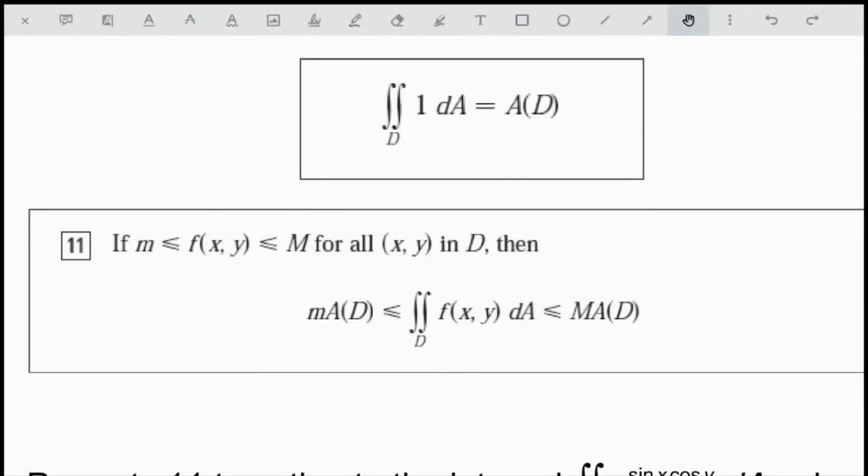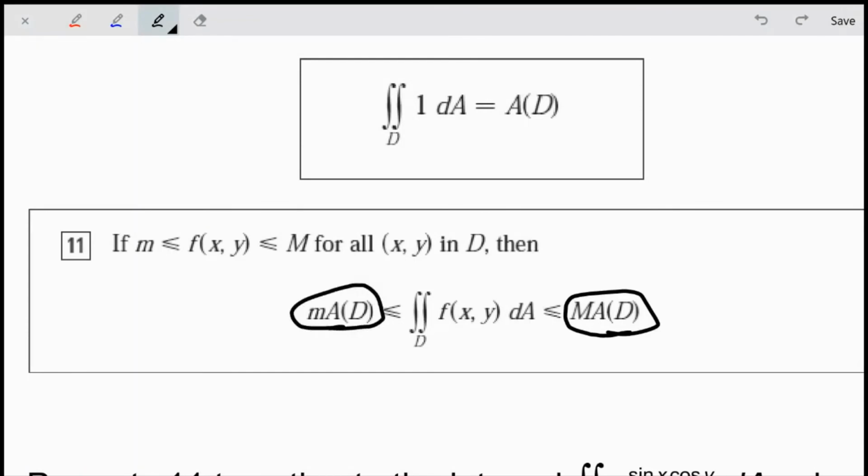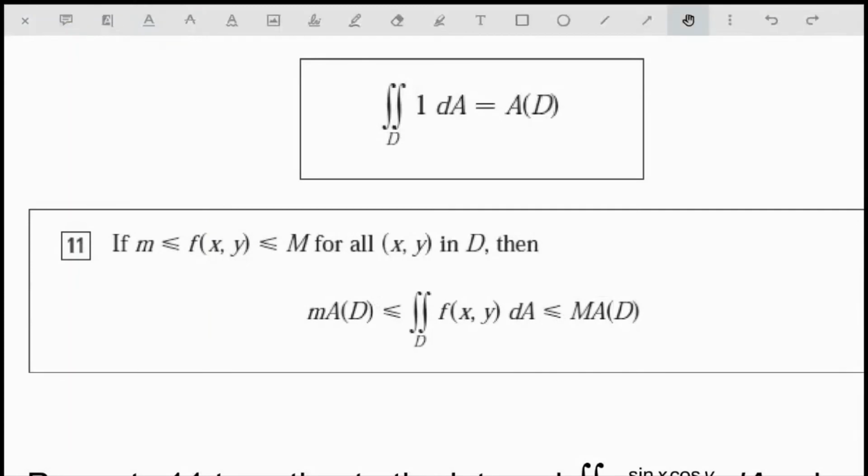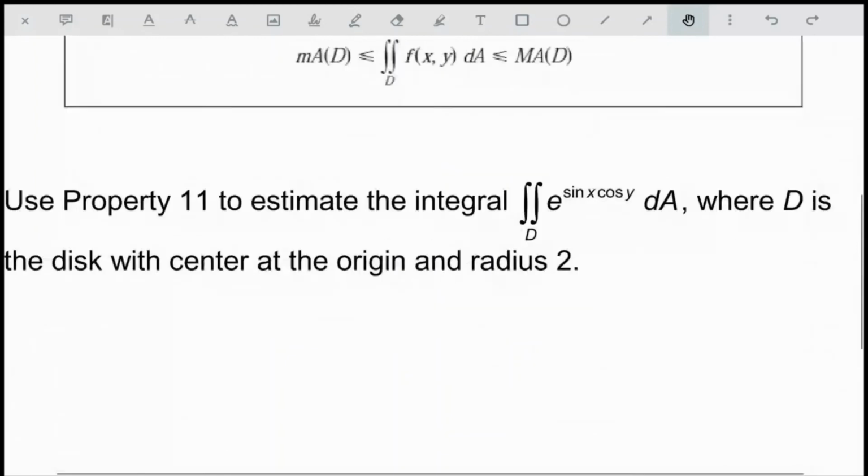If I know the maximum value for my function on the region, and I know the minimum value for my function on the region, then I know that the volume of my integral has to be less than that maximum value times the area of the region, because that would give me a volume calculation. And it has to be greater than the minimum value times the area of that region, because that would give me another volume that would be obviously lower than the actual value, because I'm assuming the minimum value for the entire region, which is typically not going to be the case. So now we've got an upper bound and a lower bound. So here's an example of one.